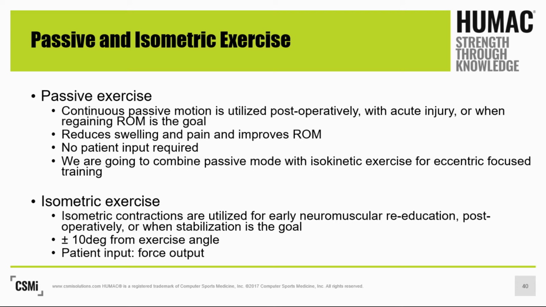For isometric exercise, as we've already discussed, it's going to be used for early muscle activity to reduce atrophy, get neurologic activity to the muscle, as well as provide early controlled stress and strain to the system. There's the 10-degree carryover from the angle, and the patient only has to control the amount of force output.